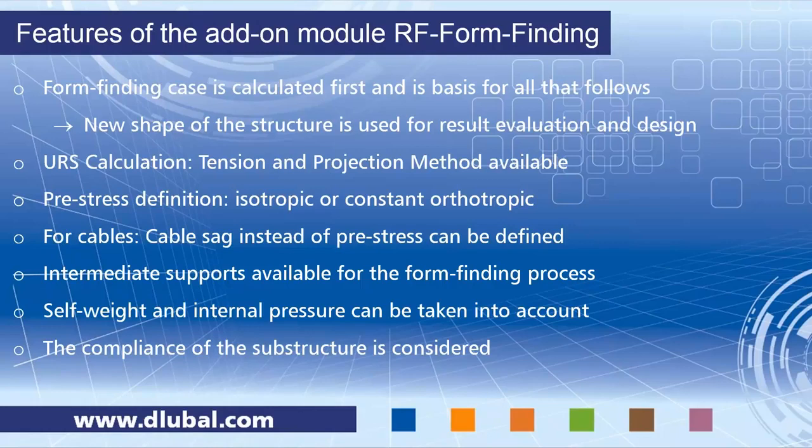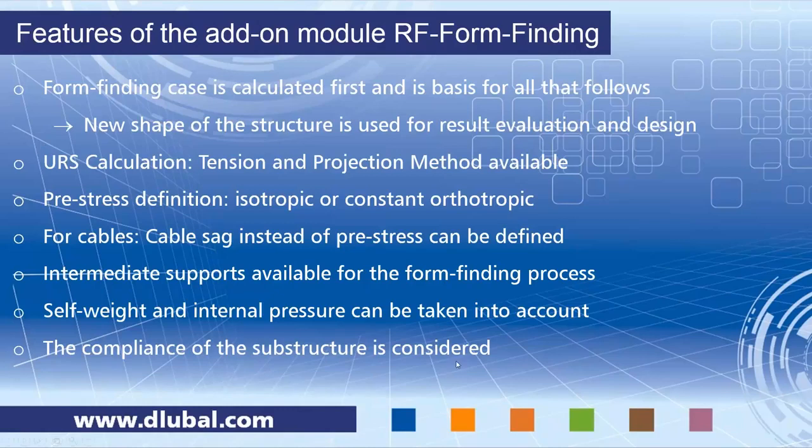Then you have the URS calculation. That's what I said already. We have both the methods available in RFEM. We have two different pre-stress definitions available, isotropic or constant orthotropic, which are then adjusted during the iterative process. For cables, you can also define a cable sag instead of the pre-stress. So you can define the final form that you want to see instead of the pre-stress.